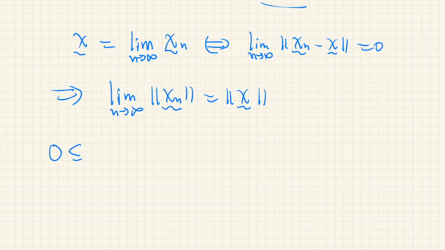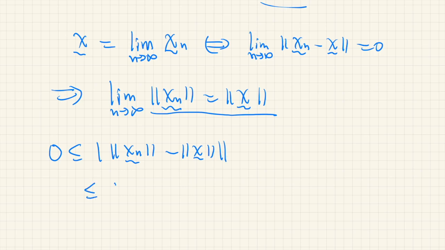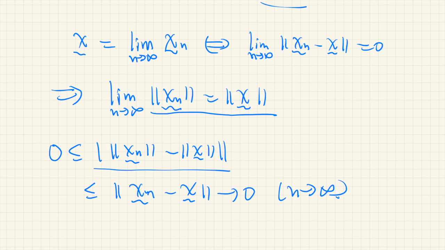So using this, first consider 0 less than or equal to the absolute value of the difference between the norm of xn and the norm of x. And using the second triangle inequality, this is less than or equal to the norm of the difference between xn and x, which converges to 0 as n goes to infinity. Therefore, this difference converges to 0. Oh, wait a minute. So this should be absolute value here. So therefore, this holds.